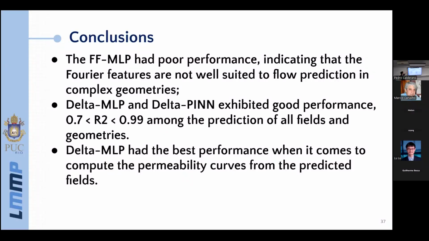Getting to the conclusions, the Fourier features MLP had poor performance, indicating that the Fourier features are not well suited to flow prediction in complex geometries. Delta MLP and delta PINN exhibited good performance among the prediction of all fields and geometries. Delta MLP had the best performance when it comes to computing the permeability curves from the predicted fields.